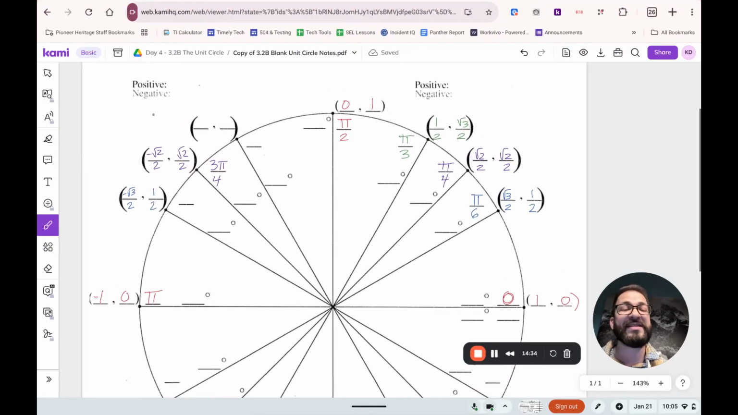So for our pi over 6s, I have 1 pi over 6, then 2 pi over 6, which is pi over 3, 3 pi over 6, 4 pi over 6, which we'll come back to later, but we're going to leave it blank for right now. And then right here at my new triangle, this would be 5 pi over 6.